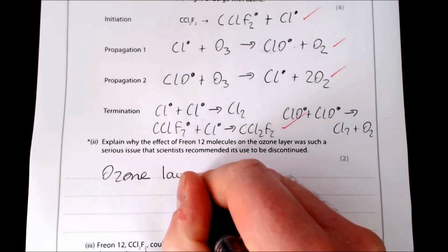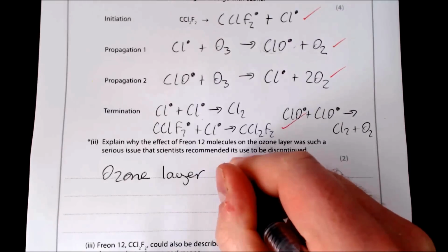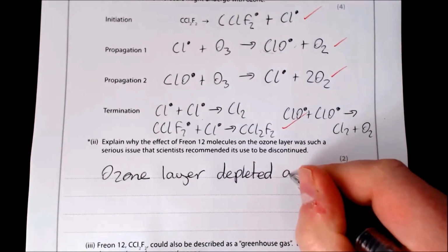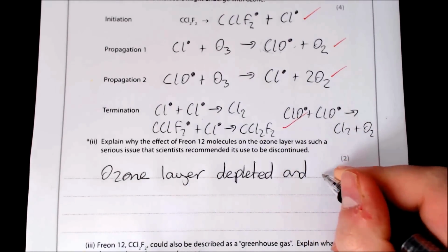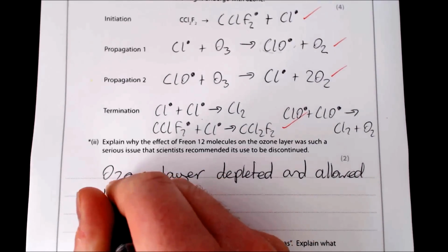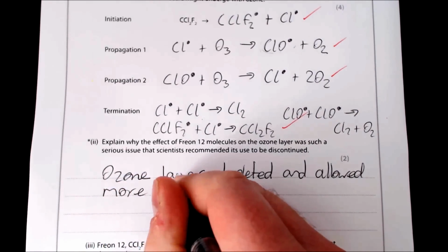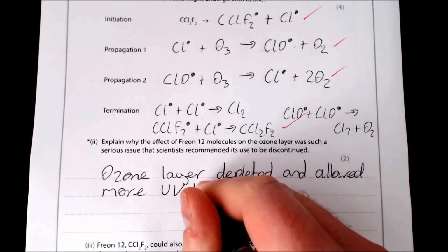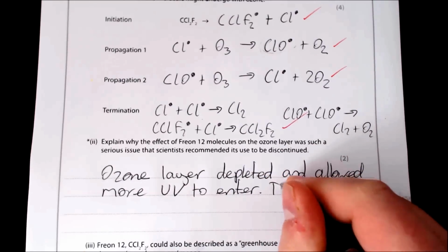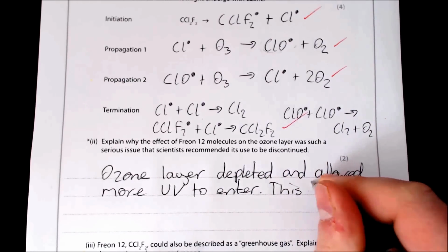So the ozone layer is depleted and has allowed more UV to enter. And then you need to also give the effect as well.